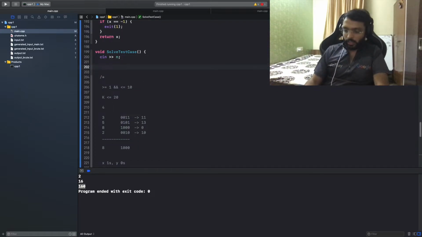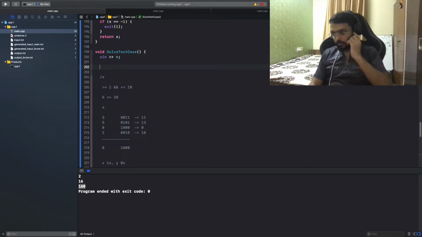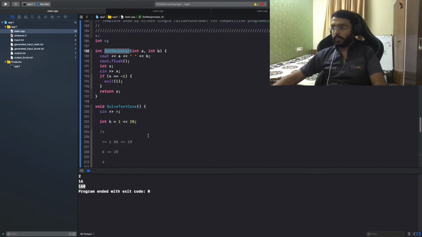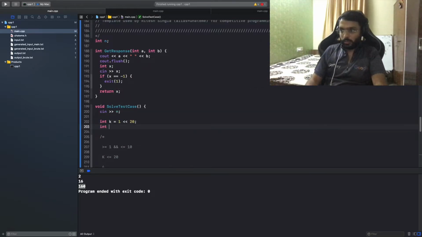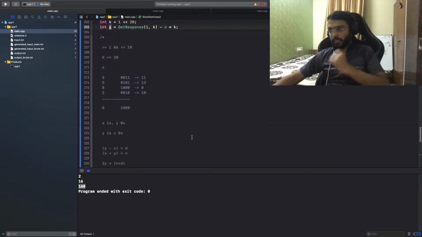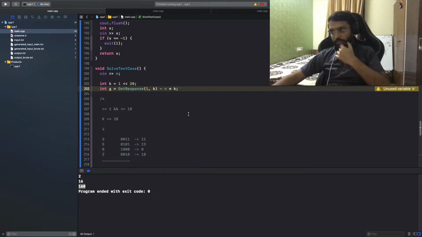So let me first try to figure out the final sum. Let's say int k is equal to 2 raised to power 20, and let me get response. int sum is equal to get response; I will first check for 1 comma k, and I will subtract n multiplied by k. So this is the final sum which we decided. I can get s using this.